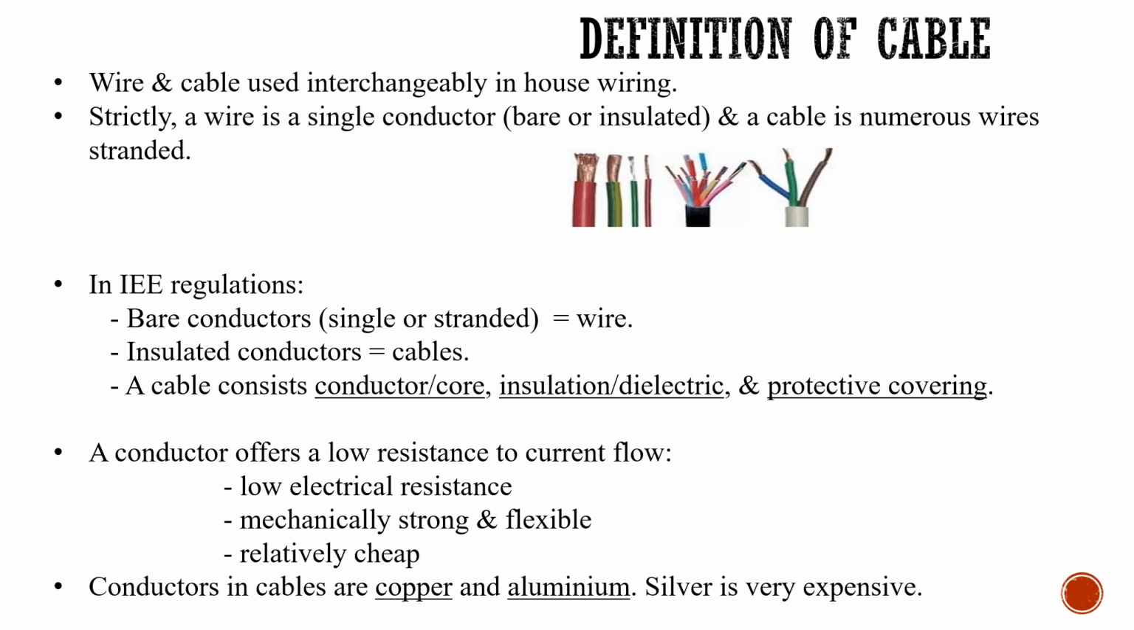A conductor offers a low resistance to current flow. That means a conductor will have a low electrical resistance. It should be mechanically strong and flexible. A conductor should also be relatively cheap. Conductors in cable are usually copper and aluminum. Of course, silver is the best conductor, but it's very expensive. So what you often find in house wiring is copper.